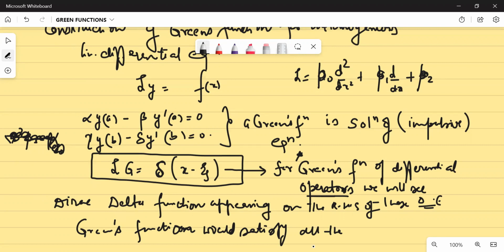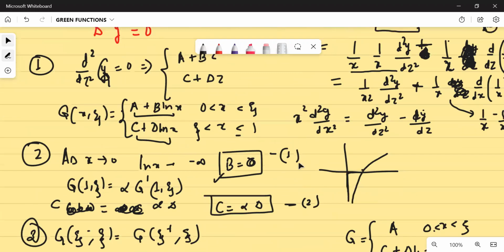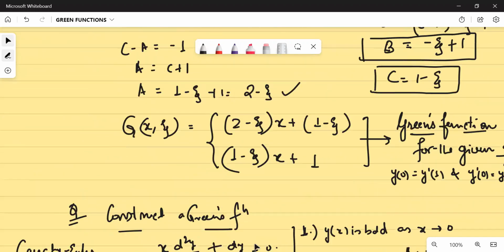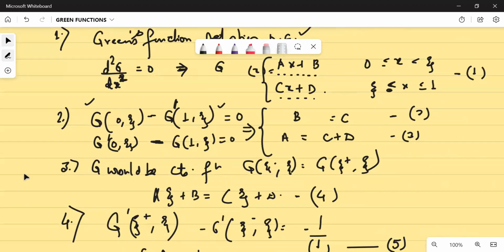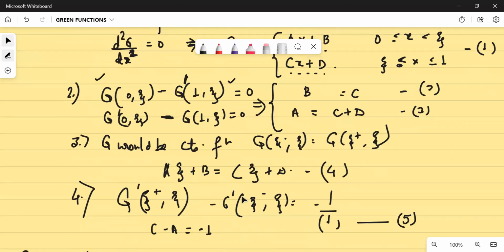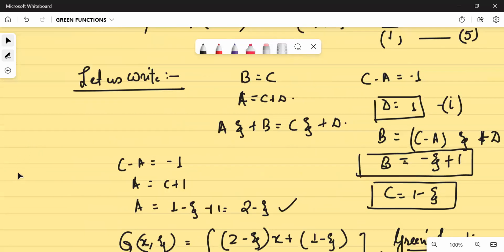Okay, so except for the first property, all the properties from 2 to 4. What were 2 to 4? The second property was that your Green's function would satisfy the boundary condition. The third property was that it would be a continuous function. The fourth property, that there would be a jump discontinuity in the first order derivative at zeta. And that you can also see.